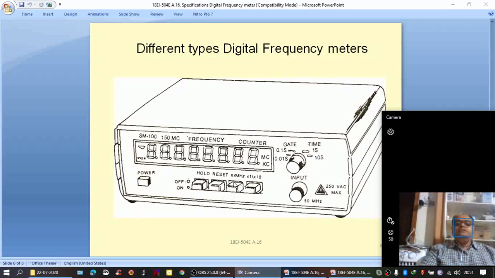You see this button, kilohertz oblique megahertz. When you press the button in, the range would be in megahertz. That means the display would be in megahertz, that is megacycles. When the switch is released, the display would be in kilohertz. That is, the internal circuitry will change the gating pulse width so that the measured quantity in the first case would be in megahertz. When the switch is released, it will be in kilohertz.